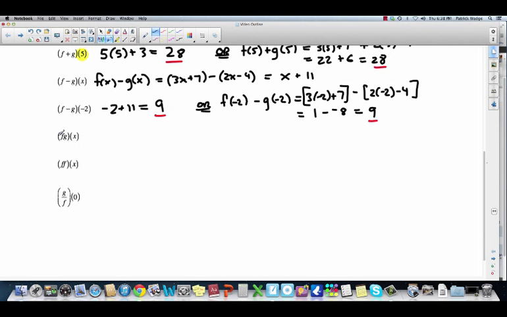Next question, fg of x. FG, what does that mean? That means f times g of x. So how do we figure that out? Well, if we look up the rules above, we find f of x multiply by g of x.